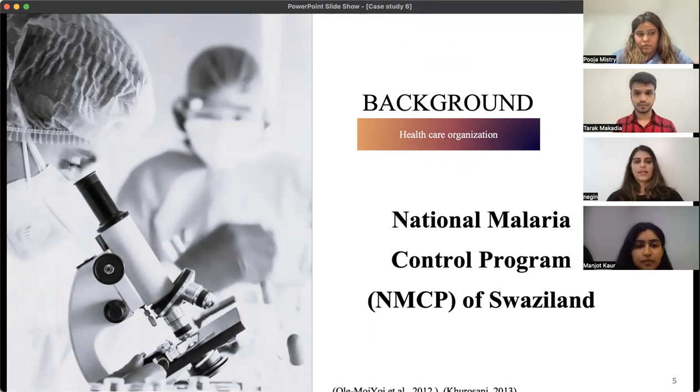Some of the characteristics of Swaziland NMCP are, as already mentioned, that it is government-led, like any other national malaria control program. The second is strategic planning: the NMCP develops strategic plans that outline the goals, objectives, and key interventions for malaria control. Then partnership and collaboration: the NMCP collaborates with various stakeholders, including international organizations, non-governmental organizations, research institutions, and communities. The last is prevention and control interventions, and also diagnosis and treatment.